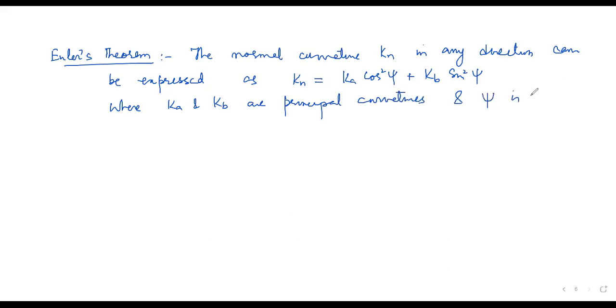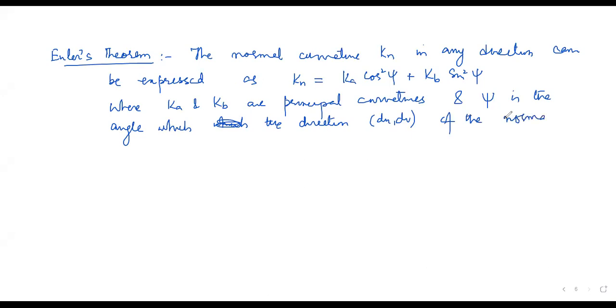and psi is the angle which the direction of the normal section, let's call that du dv, of the normal section whose curvature is k, makes with one of the principal directions, dv equal to 0, that is, v is equal to constant.